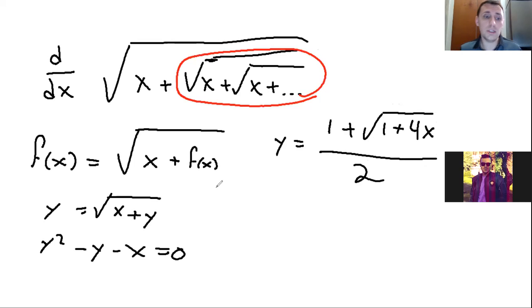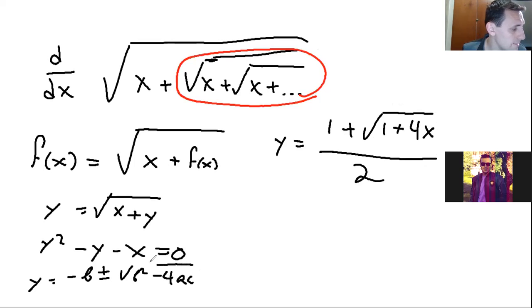You with me, guys? So what I did is, you know the quadratic formula. So you have y equals minus b plus or minus root of b squared minus 4ac, divided by 2a. In this case, a is the coefficient next to y squared, which is 1. The coefficient b is minus 1, and the coefficient c is minus x. So that's how I got this expression.